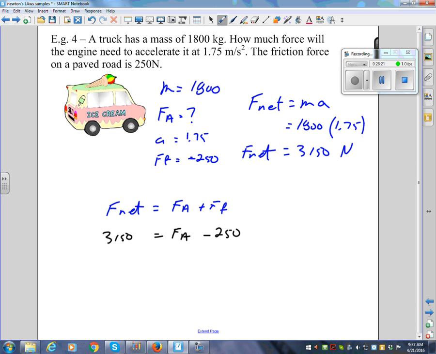And how do you get rid of minus 250? Now, I saw a few people that couldn't do this. Add 250 to both sides, making our applied force 3,400 newtons. Okay? Go ahead, Alex. Can you say that a little louder? Because I know you're going to say this right. I have a feeling. Come on, I know you're right.